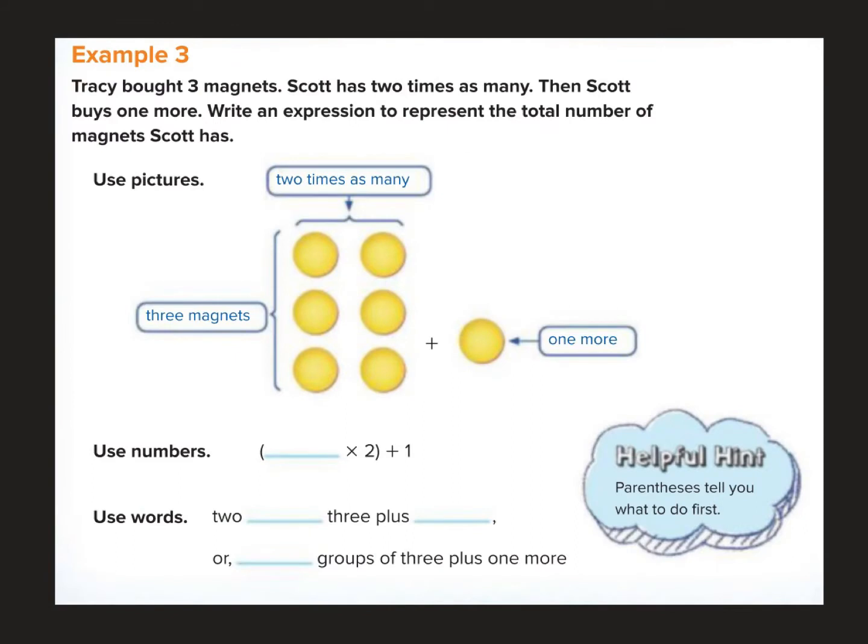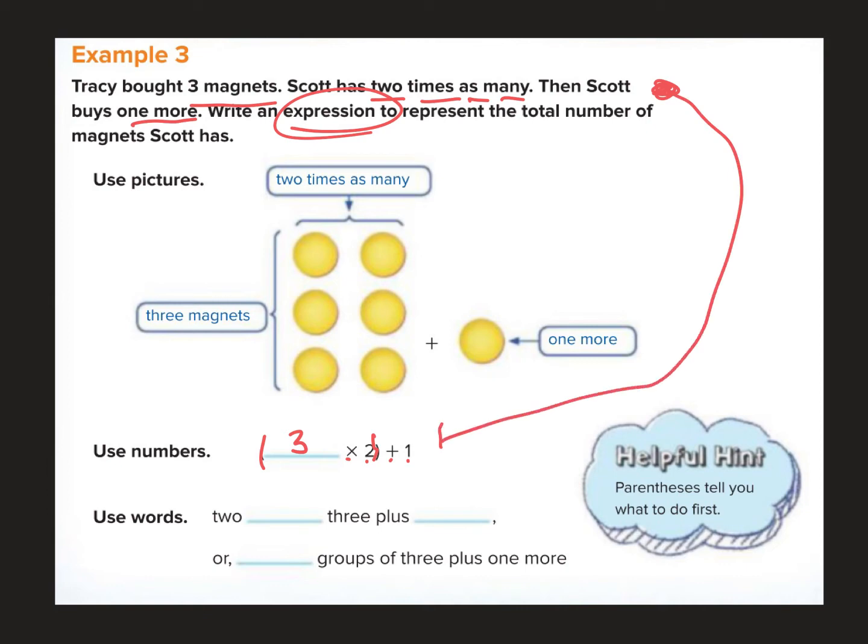Example 3. Tracy bought 3 magnets. Scott has 2 times as many. Then Scott buys 1 more. Write an expression to represent the total number of magnets Scott has. So Tracy had 3. And then Scott has 2 times as many plus 1 more. Okay, so we have 3 times 2 plus 1 is going to be our expression. Don't want to solve it.